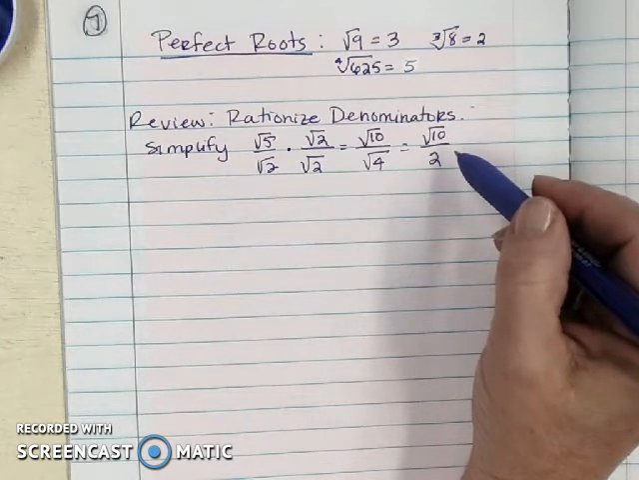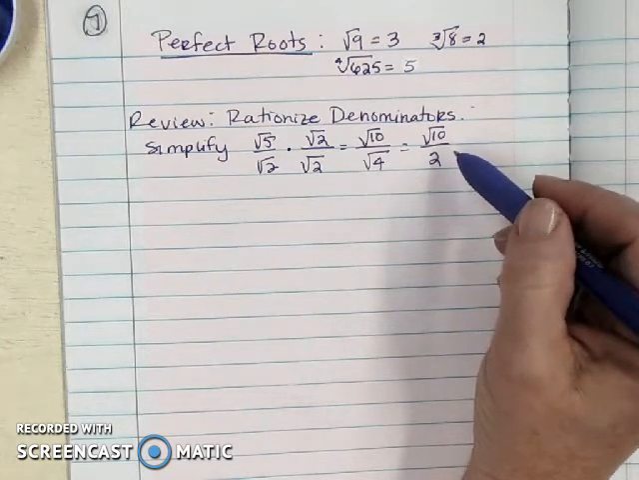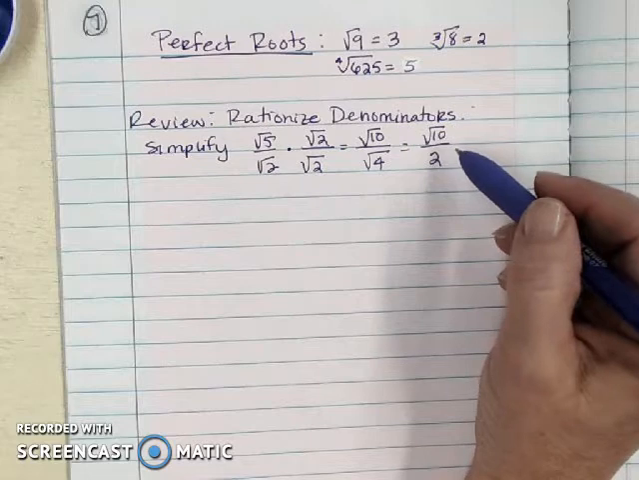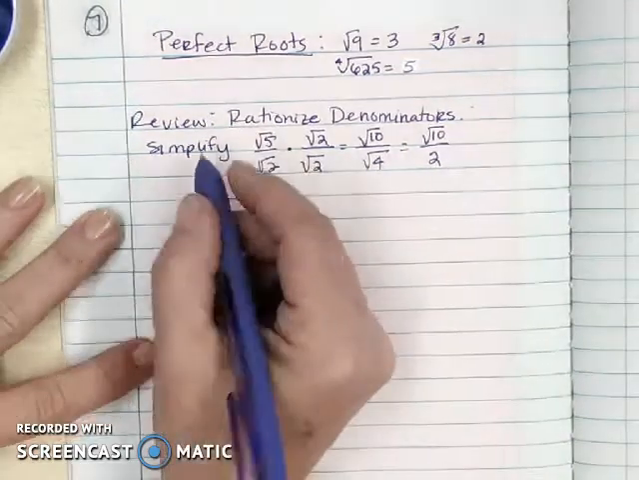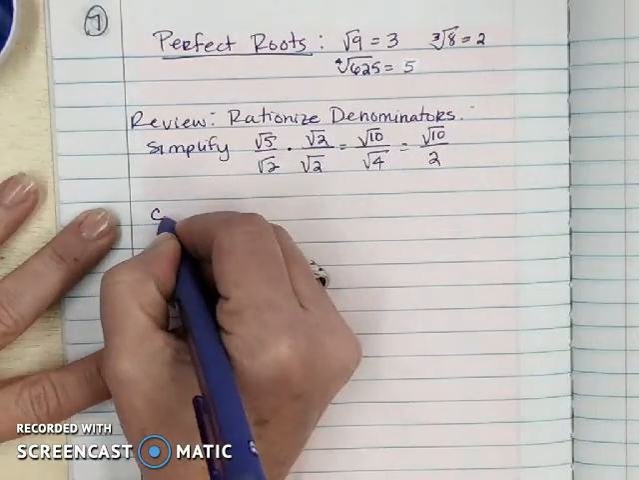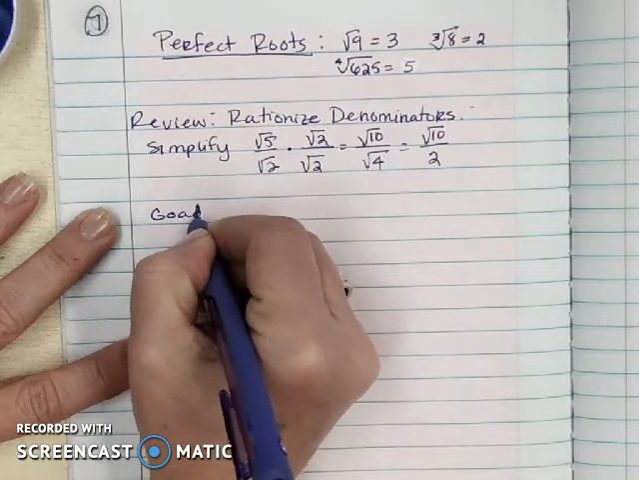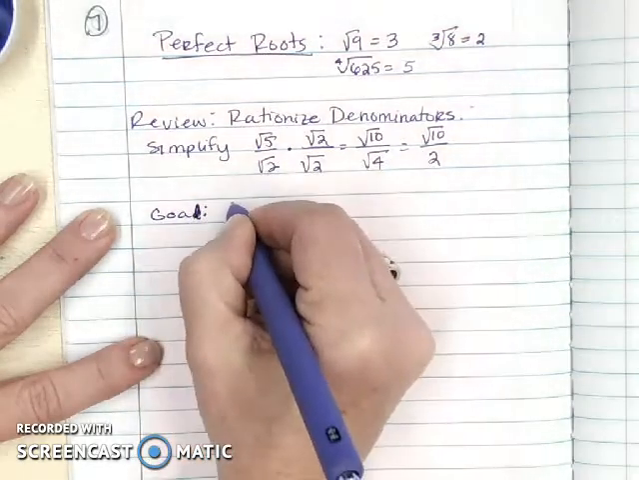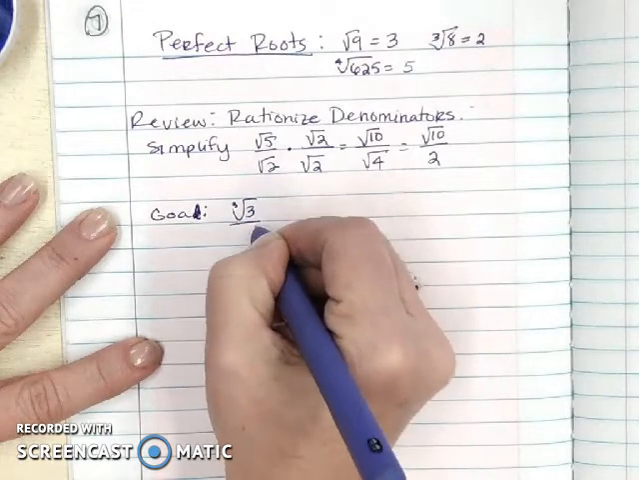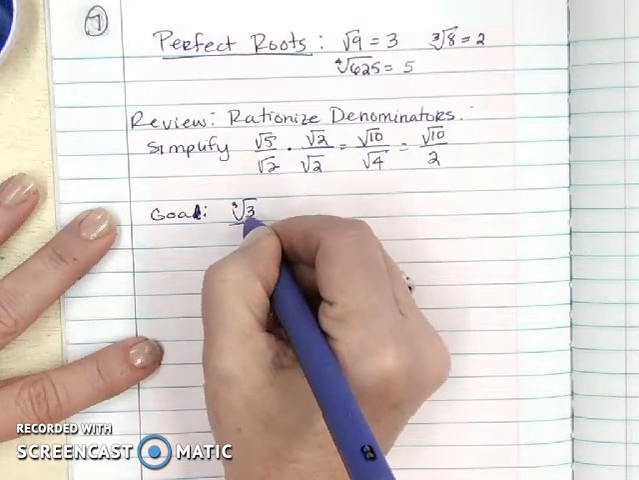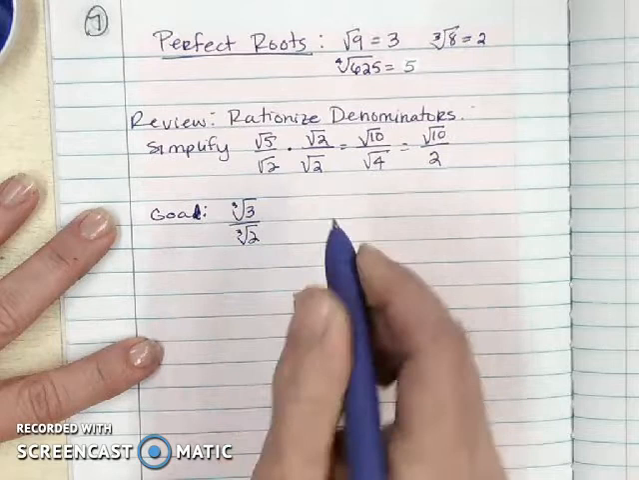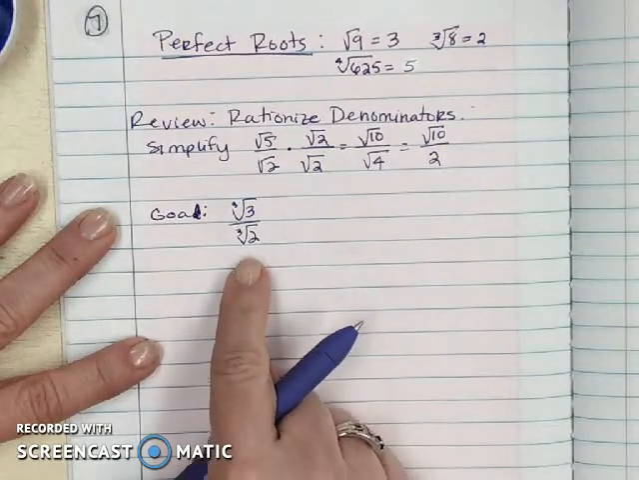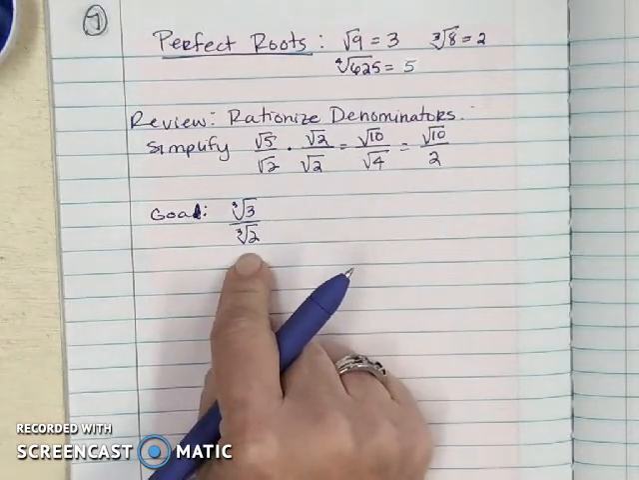So you already know how to do it with square roots. I'm going to show you how to do it with not square roots. But first of all, I want you to get some practice at creating that perfect root, whatever the index may be. So here's what we want to get to. I want to take, for instance, the cube root of 3 over the cube root of 2, and rationalize that denominator so that when I simplify, I don't have a radical in my denominator anymore.